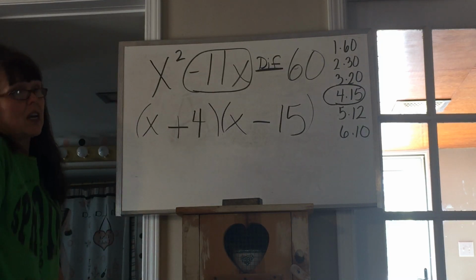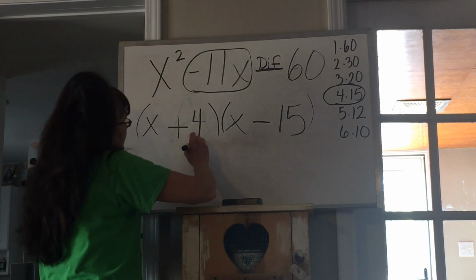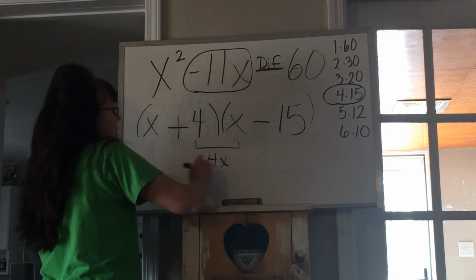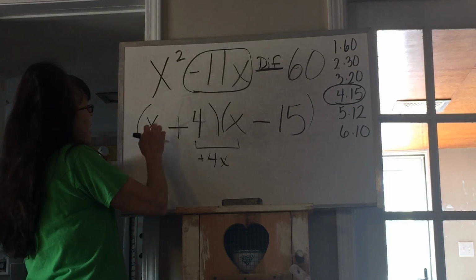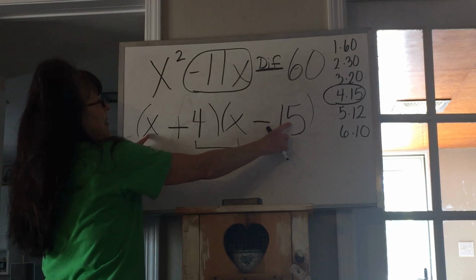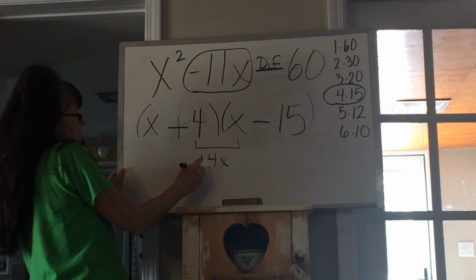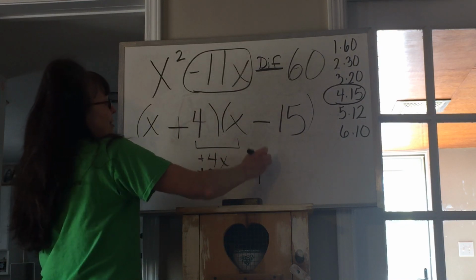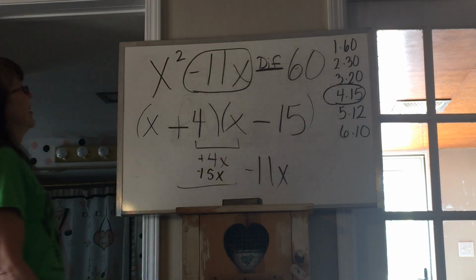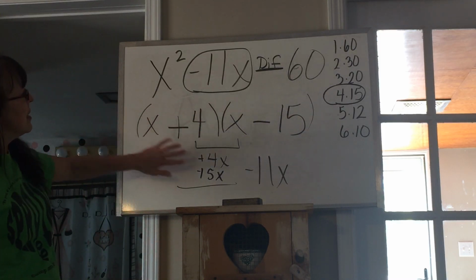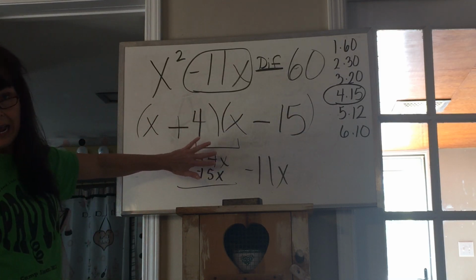Okay, checkity, check, check, check. Inside, positive 4x. Outside, x times negative 15. So put the sign, then the number, then the variable. So negative 15x. Subtracts to give you negative 11x. Ooh, so this right here is the answer. This is just your check.